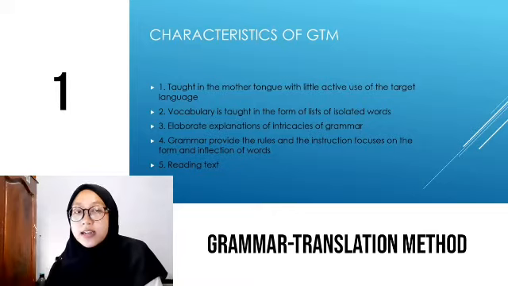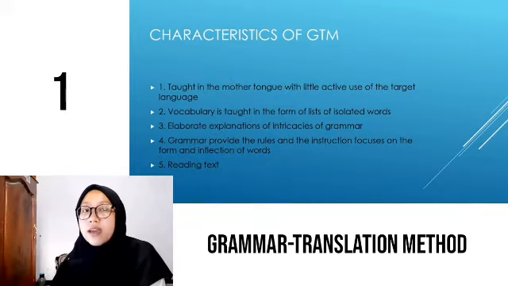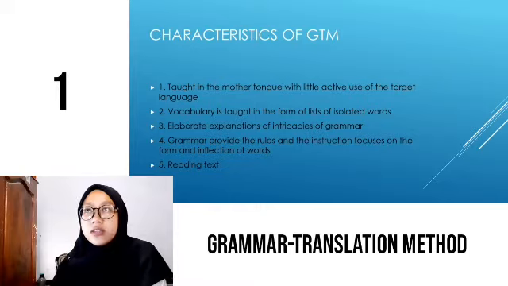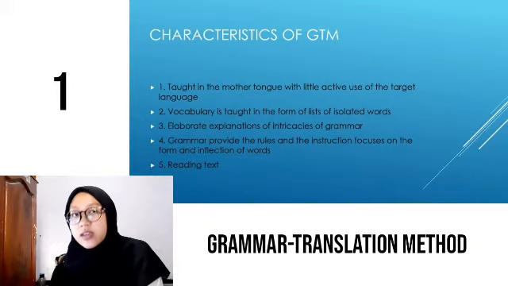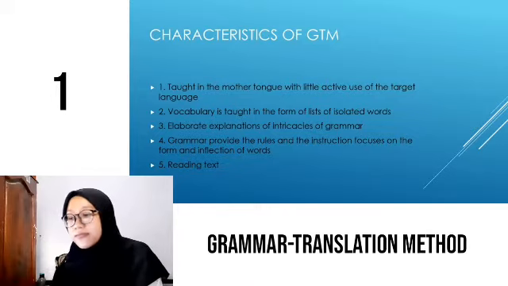The next, grammar provides the rules of putting words together, and the instruction often focuses on the form and inflection of words. The students, for instance, should memorize the rule of subject, predicate, object, and complement, and they make a sentence based on the rule.